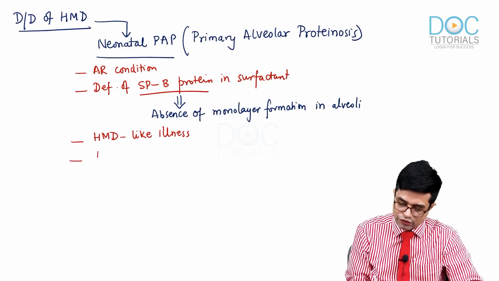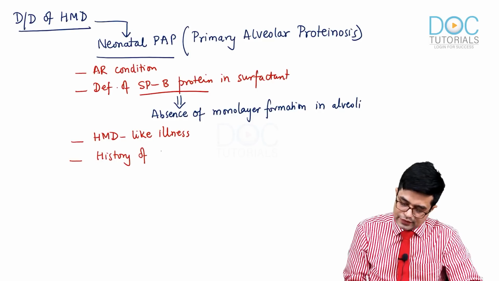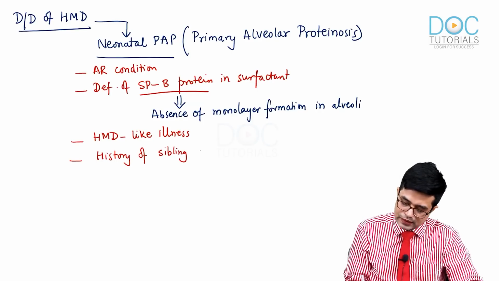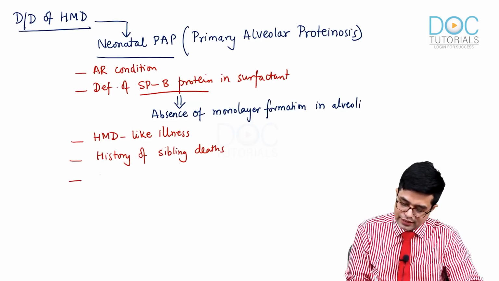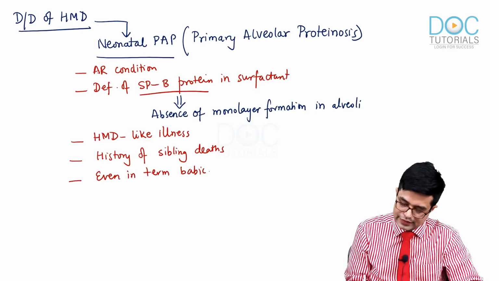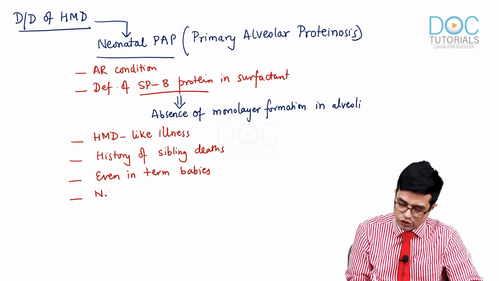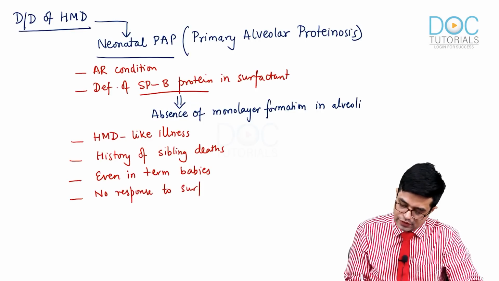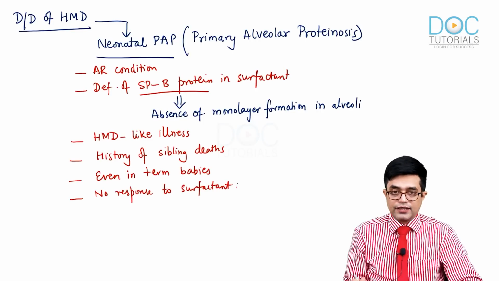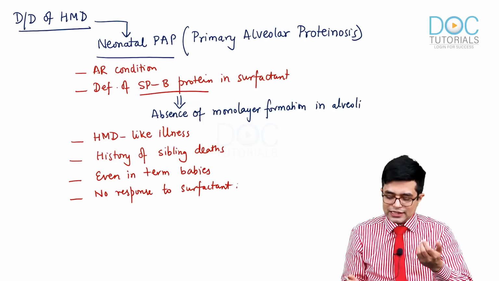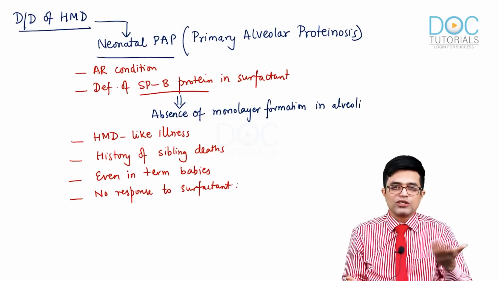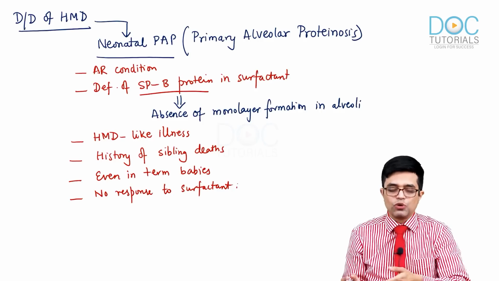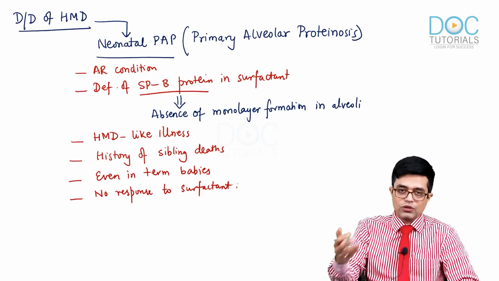There is a history of sibling deaths, and the disease can occur even in term babies. These patients show no response or poor response to surfactant. Because the animal surfactant, the natural surfactant which is there, has very low levels of SPB protein. They are not sufficient to replace the SPB proteins which are missing. It is naturally low in SPB protein.